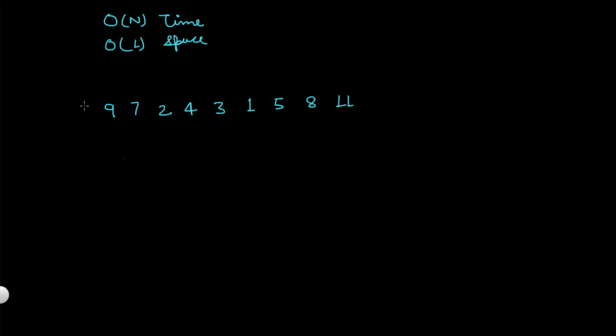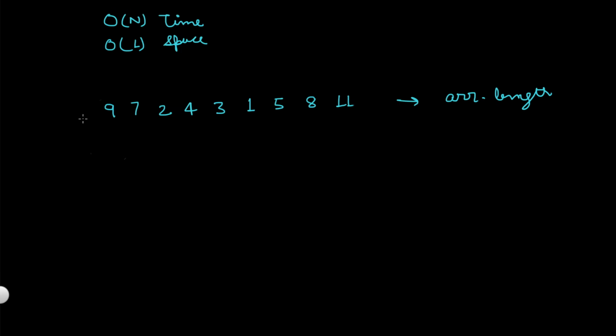We are taking this example only, and in this we will try to find all the elements which are missing. So what we know here is that the size of the array, let's call this array ARR. We know that we can find the size of the array, right?